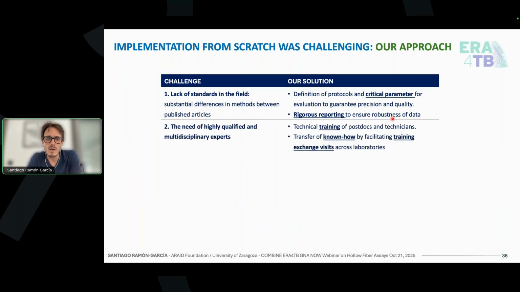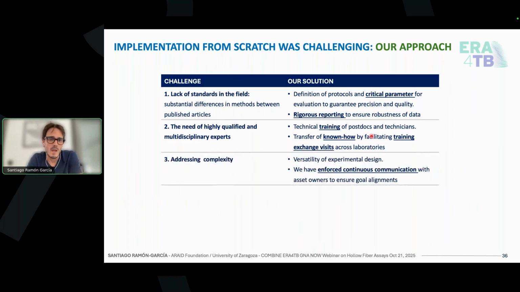We also put a strong focus on qualified personnel. It's a quite complex technology. You need to properly train the people, and this training and this know-how is really, really important for the maintenance of the methodology. And we actually did implement some training exchange with some collaborators in both directions.